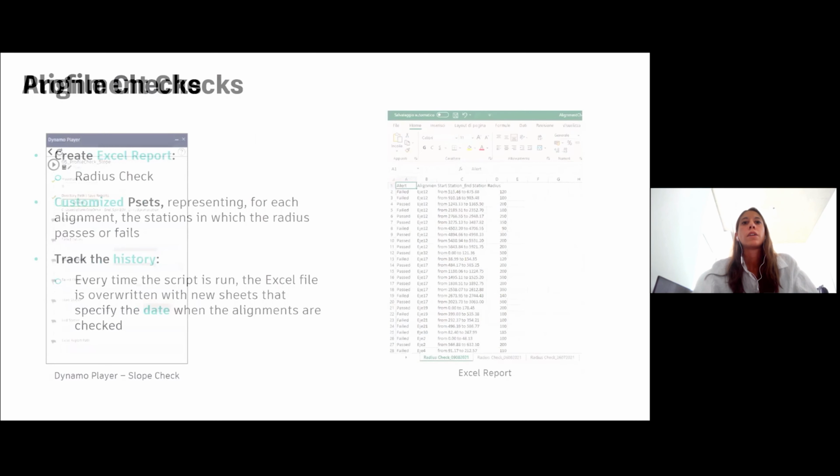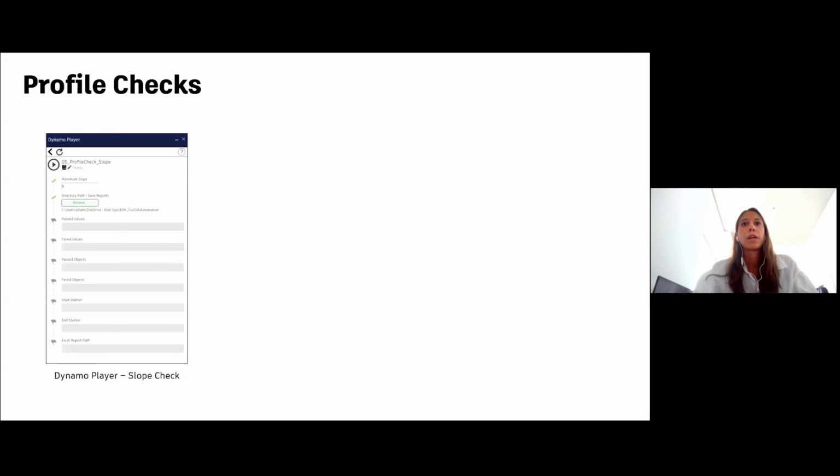The same for the profile check. So let's pass to the second script now. And this is the check of the maximum vertical slope that we can have on the alignment. In a similar way to what we saw before, the inputs are the maximum slope and the directory path where the Excel report will be saved.